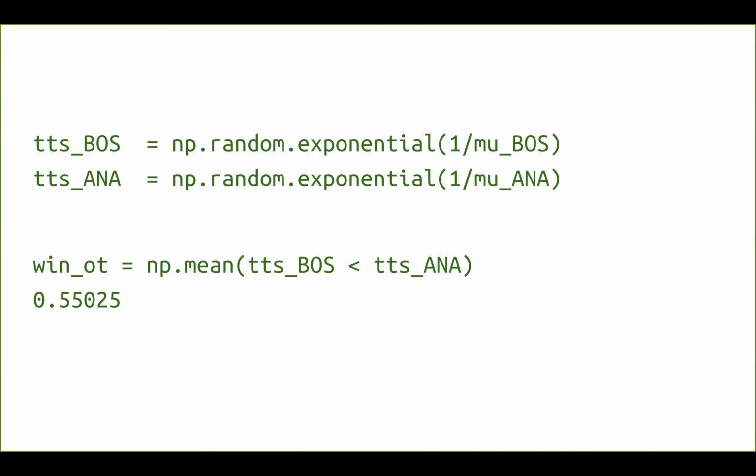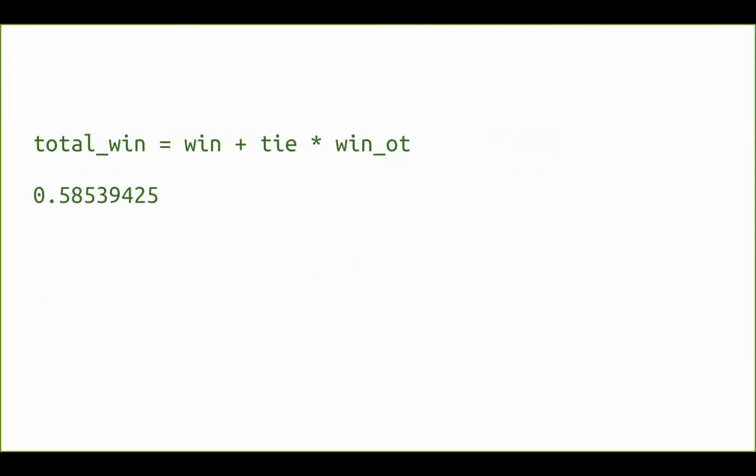So TTS means time to score, and I'm going to select random values from an exponential distribution with parameter 1 over mu for each of the values in the sample that I generated. And this says that the probability of winning in overtime is the chance that the time to score for Boston is shorter than the time to score for Anaheim, and that's about 55%. The grand total chance of winning is the chance of winning during regulation time, plus the chance of going to a tie and winning in overtime. And that is about 58 or 59%.